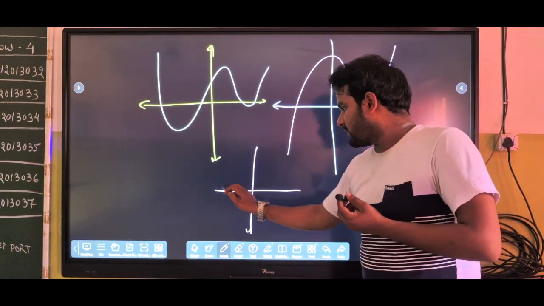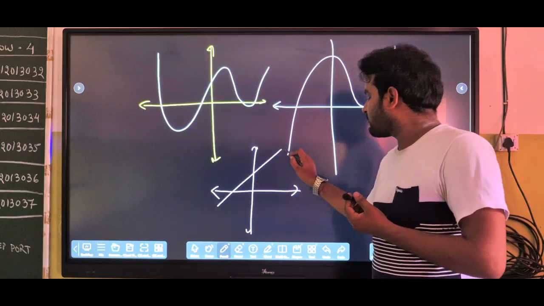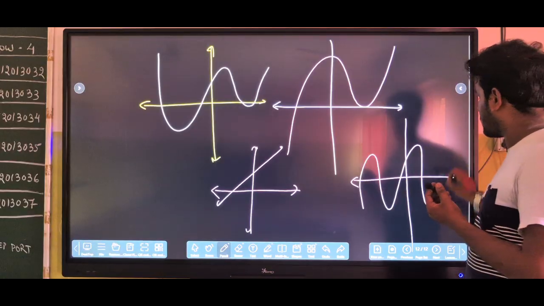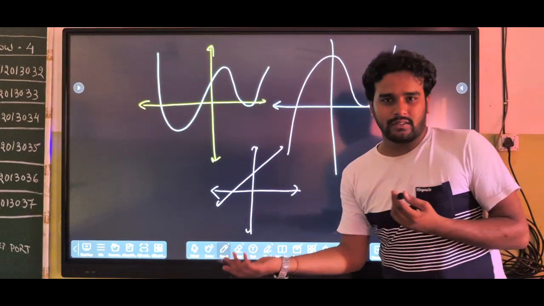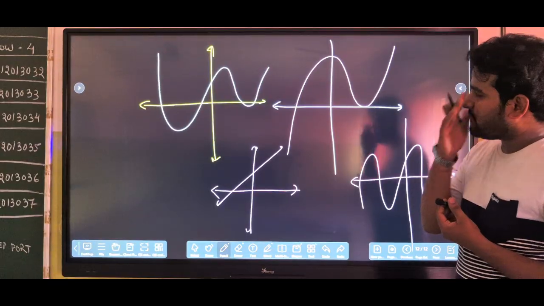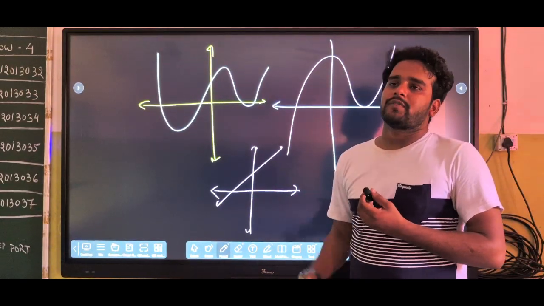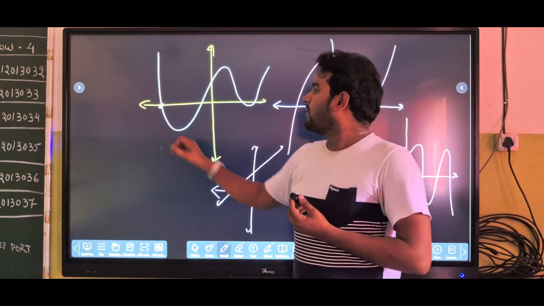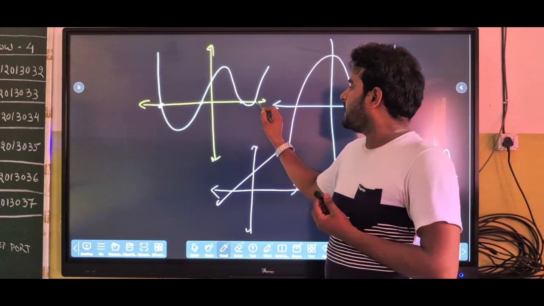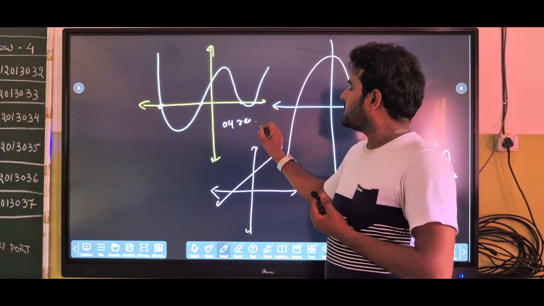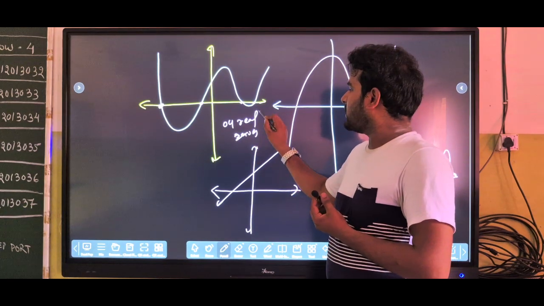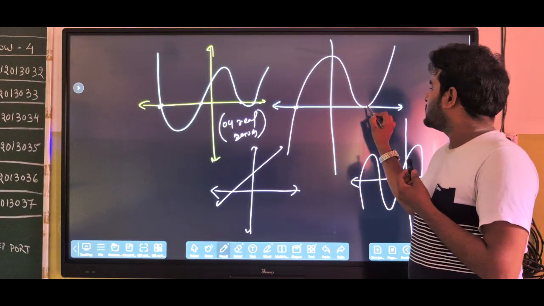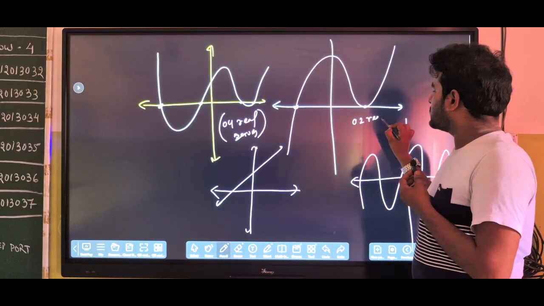In the first exercise, certain types of figures are there like this. I have just drawn them haphazardly. So in the first one, the only method is to count the number of points of intersection. 1, 2, 3, 4. So 4 real zeros. I am talking about only real numbers, not the imaginary part. Only real numbers. How many? 1, 2. 2 real zeros.